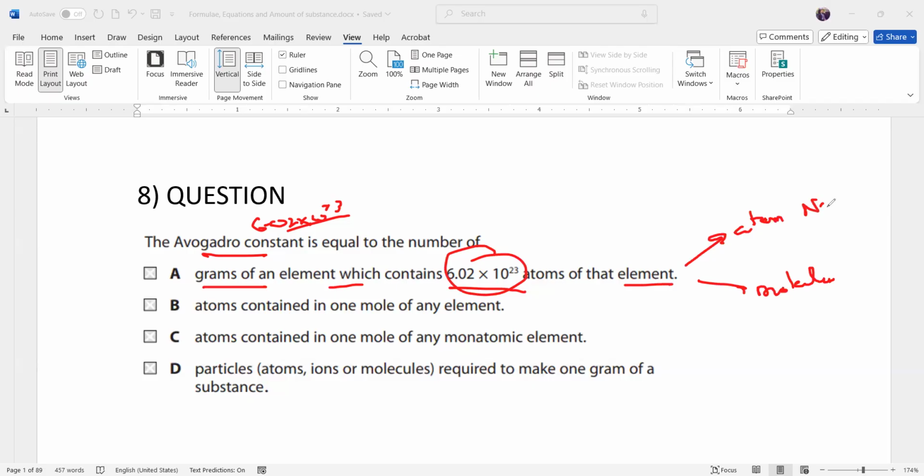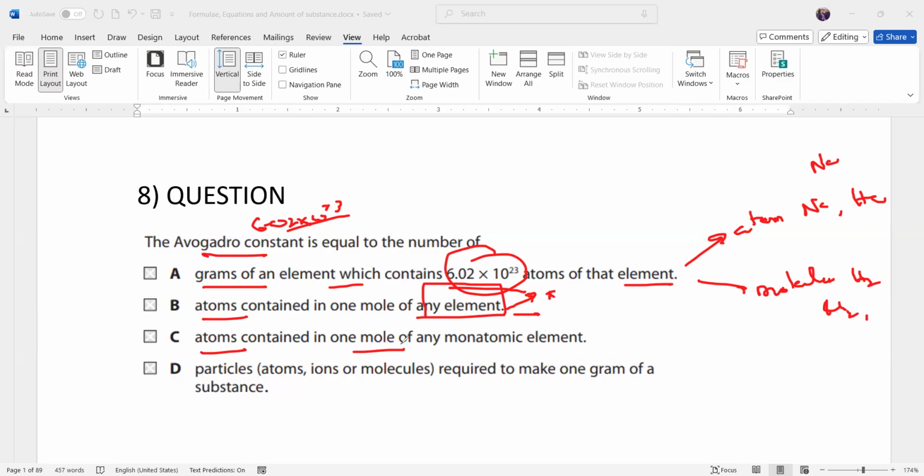For example, sodium is an element existing as an atom, helium an atom, neon an atom, but hydrogen is a molecule. Same thing, chlorine is a molecule. That's why this is not a complete definition: atoms contained in 1 mole of any element. Again, element can be what? Element can be an atom, element can be a molecule. So this is not a complete description.